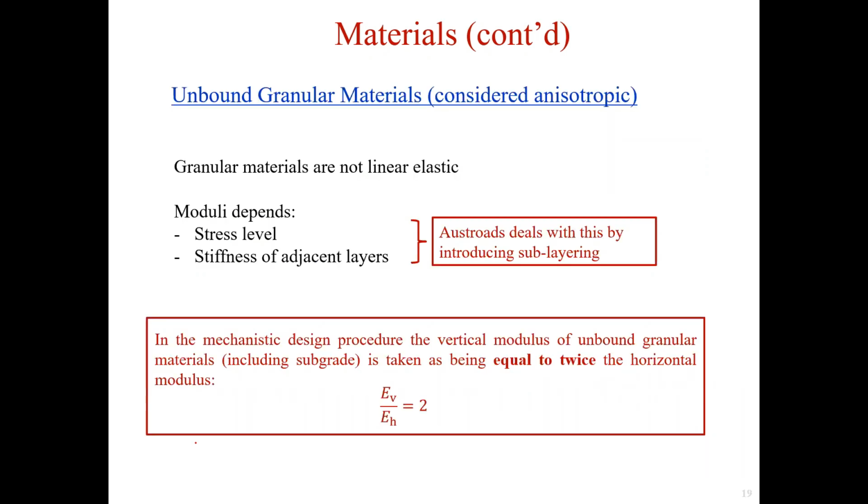The granular materials are not linear elastic, and the modulus depends on the stress level and stiffness of nearby layers. For such cases, sublayering is recommended by the authors. In the mechanistic design procedure, normally the vertical modulus of unbound granular materials, including the subgrade, is taken as twice the horizontal modulus, as shown in the relationship here. So the ratio of EV and EH is 2.